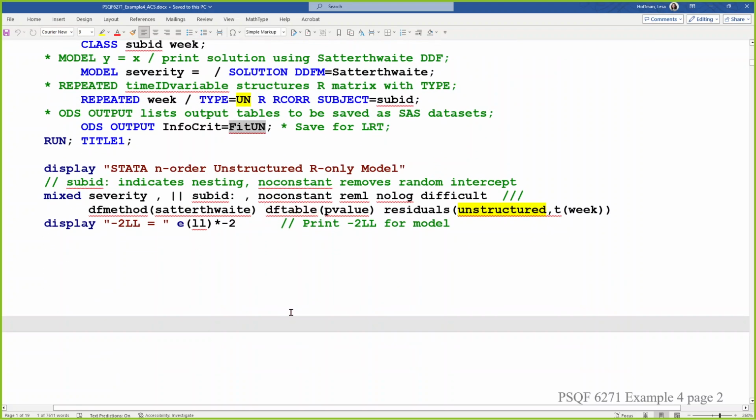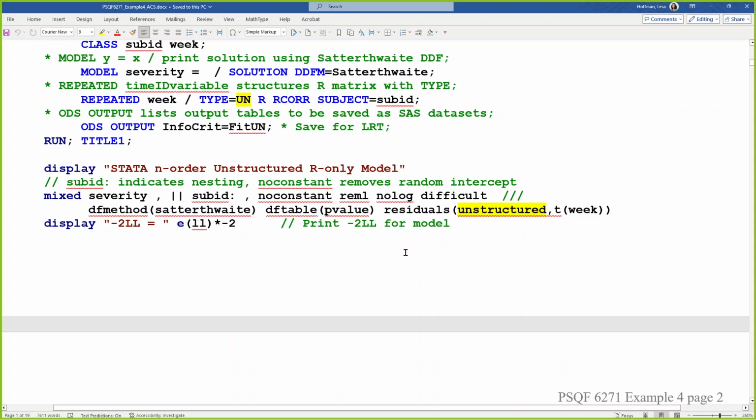Stata folks, we are still using no random intercept in these models for right now. Instead, we are focusing on structuring the R matrix. The residuals option in Stata is how you tell it that. Unstructured, I think you can abbreviate that UN, but I tend to write these things out just for my own sanity. And then t(week) does the same thing as week up here. It makes sure that the right rows of the data go into the right spots in the matrix.